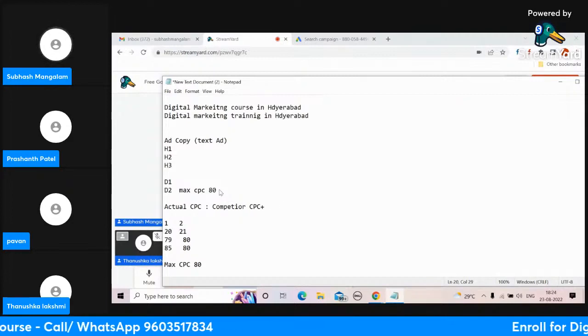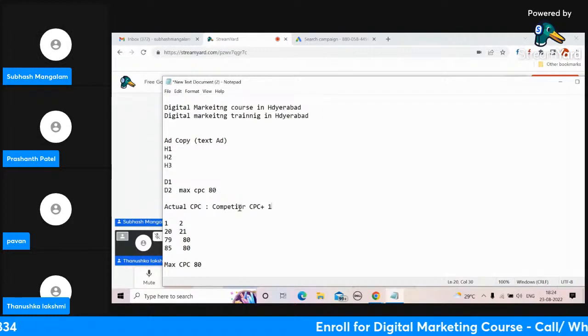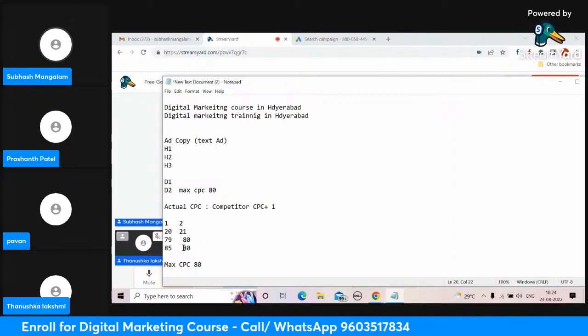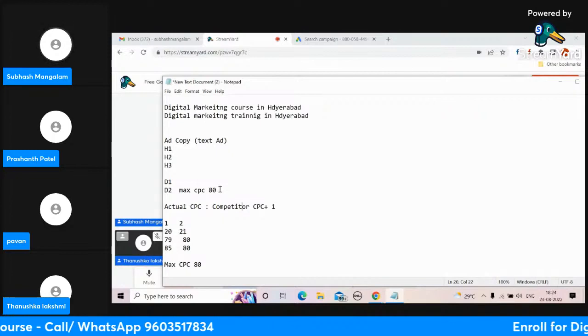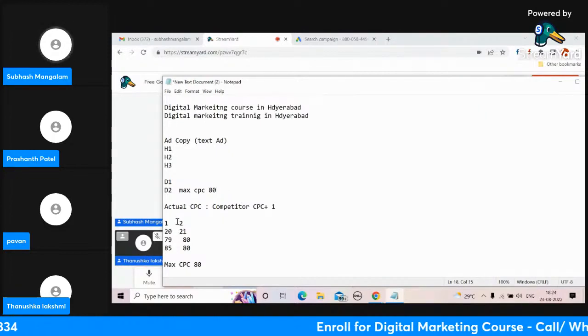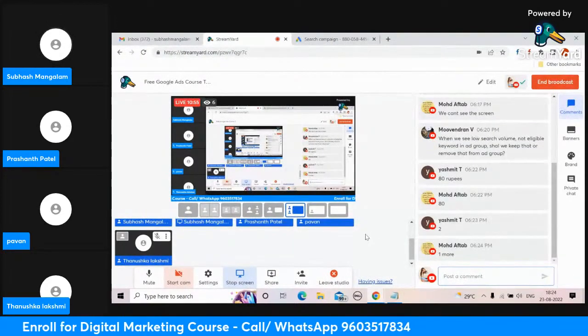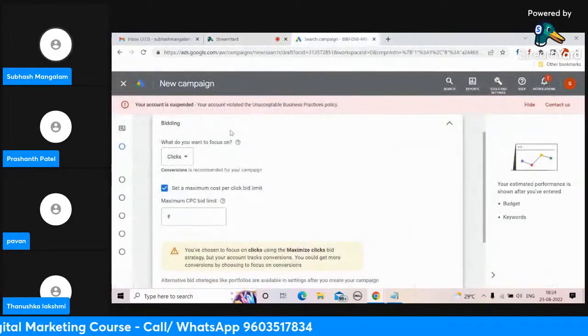But as of now, for our convenience, we can think of it as competitor CPC plus 1. You can see 1, 2, 20, 21, 79, 80, 85. No, 80 only. So every time 80 rupees will not be deducted. Please note down: it's max 80. It can be 1, it can be 2, it can be max 80. Clear, guys? Okay. So this is the new thing you learned, remember.